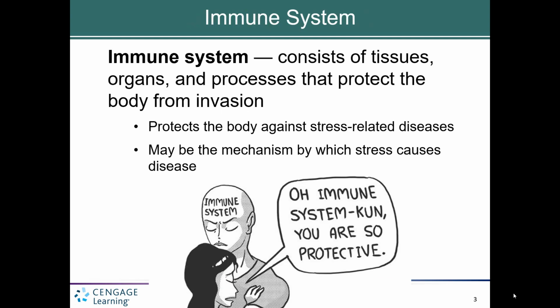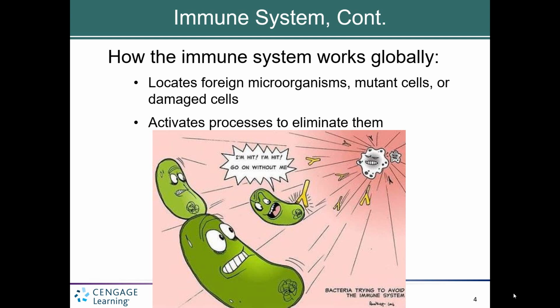The immune system consists of tissues, organs, and processes that protect the body from invasion by foreign microorganisms such as bacteria, viruses, and fungi. It also removes worn out or damaged cells from the body. In addition to removing those damaged and worn out cells, it also patrols for mutant cells. Once the immune system locates these invaders and renegades, it activates processes to eliminate them. Thus, a well-functioning immune system plays a crucial role in maintaining health.